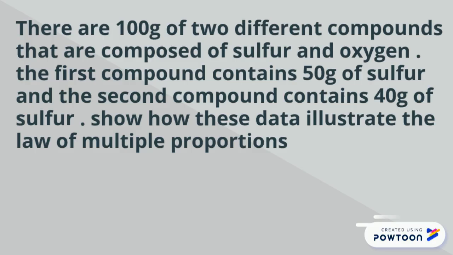There are 100 grams of two different compounds that are composed only of sulfur and oxygen. The first compound contains 50 grams of sulfur and the second compound contains 40 grams of sulfur. Show how this data illustrates the law of multiple proportions.